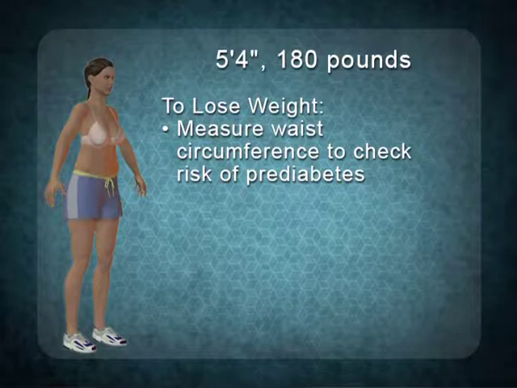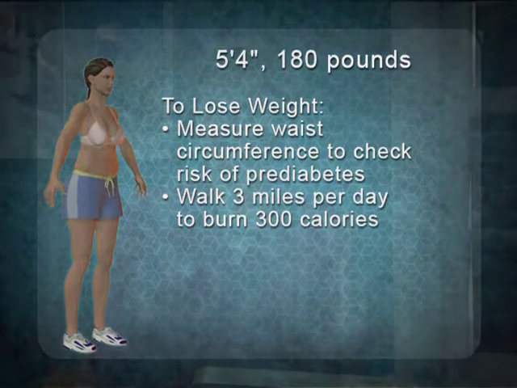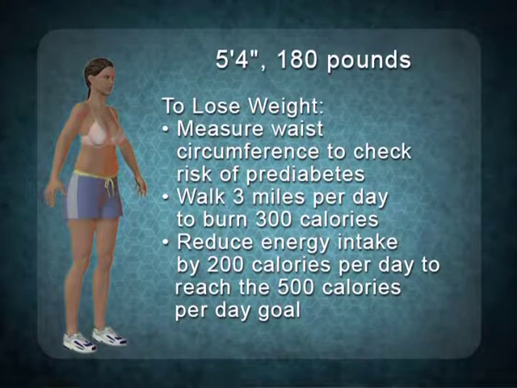With the approval of her physician, we might want her to walk 3 miles a day to burn about 300 calories. And why is that the case? Her calories are already reasonably low to maintain her weight. And so one of the strategies would be if I can get her to move, I don't have to restrict her food quite as much. So she could walk 3 miles per day to burn 300 calories, and I would want her to reduce her energy intake by about 200 calories per day to reach the 500 calorie per day goal that we're looking for.